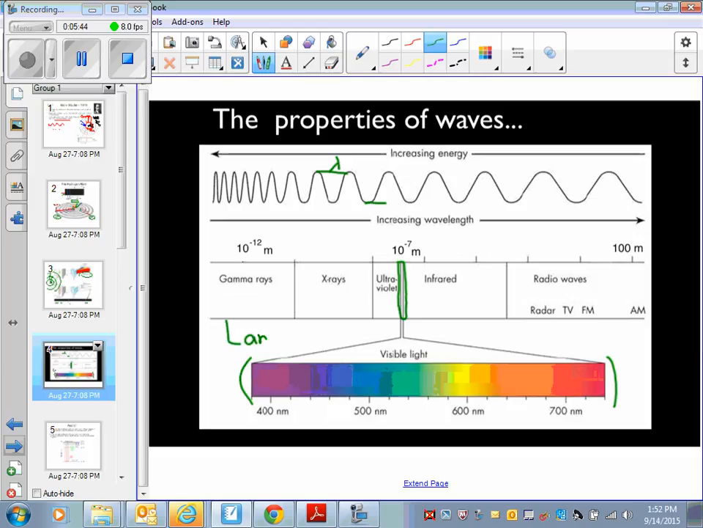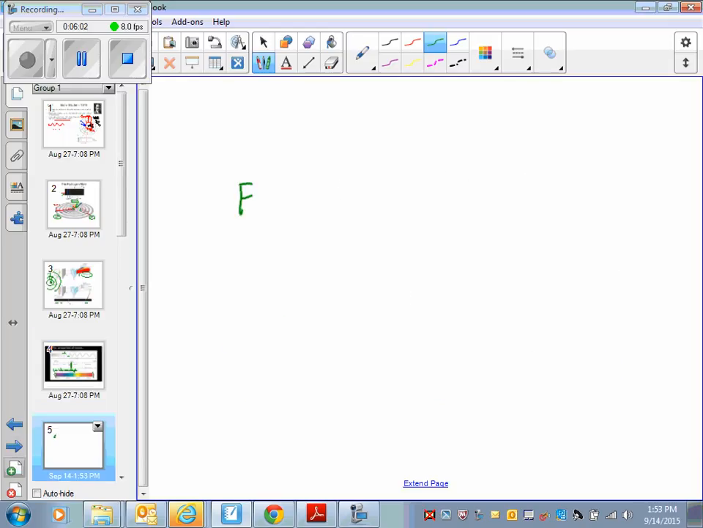This is how you call it, lambda or wavelength. And I've been telling you that as the wavelength increases, energy decreases. So what I'm explaining to you is that energy is inversely proportional to lambda, the wavelength, because if the energy increases, the wavelength decreases. It's like a seesaw relationship. What does that mean?